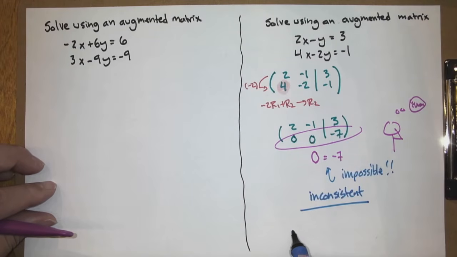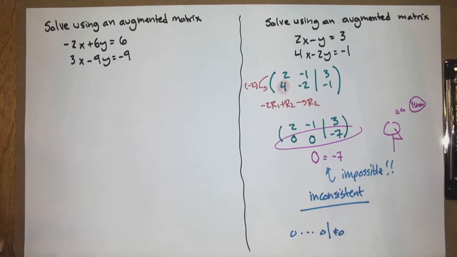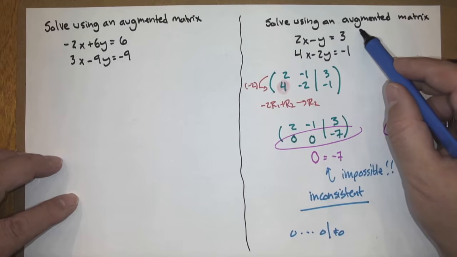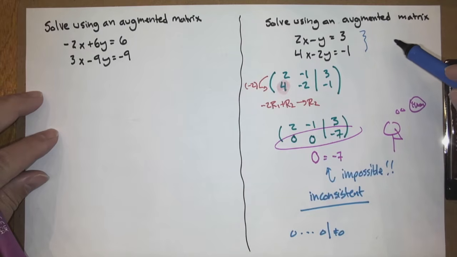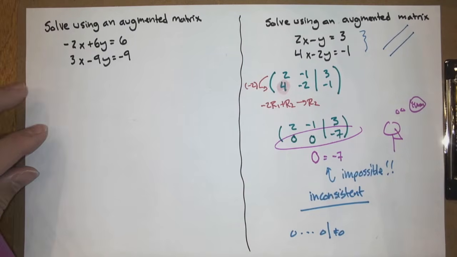So if you ever see zeros, and then you see something not 0 on the other side of the augmented matrix, that says you have a 0 equals a non-zero. That's an inconsistent system of equations. If you think about what we talked about last time, in terms of these being lines, what does that represent? It says that these lines are parallel lines. There are no solutions.